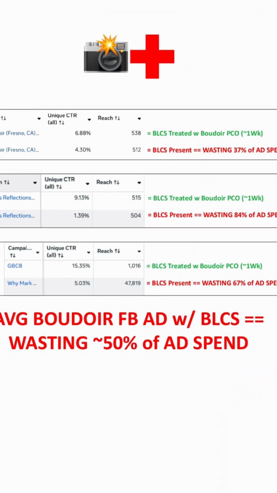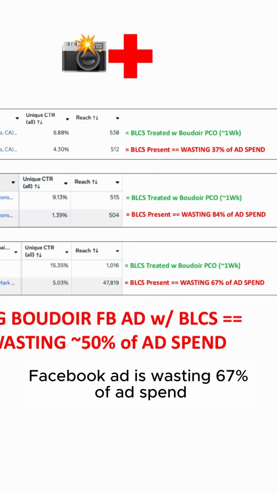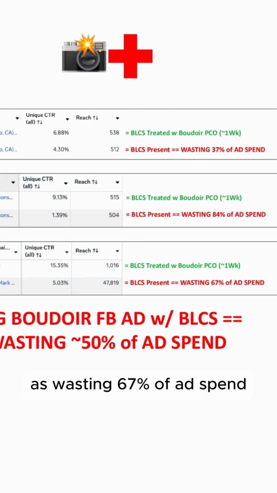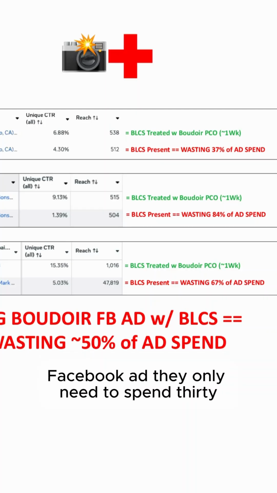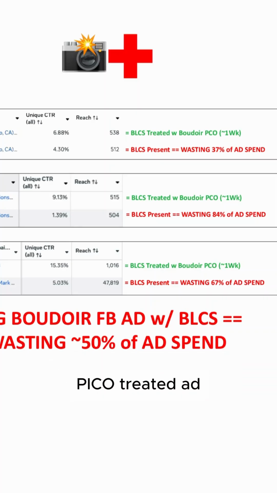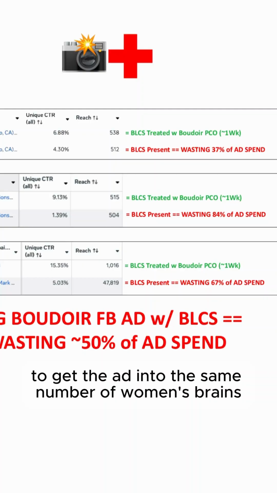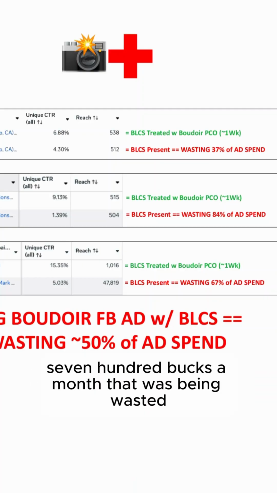And we got the unique CTR up to 15.35%. So we found out the original boudoir Facebook ad was wasting 67% of ad spend. That means that they're spending 10 grand a month on the original boudoir Facebook ad. They only need to spend $3,300 a month on the boudoir pico treated ad to get their ad into the same number of women's brains in both scenarios. So it's $6,700 a month that was being wasted.